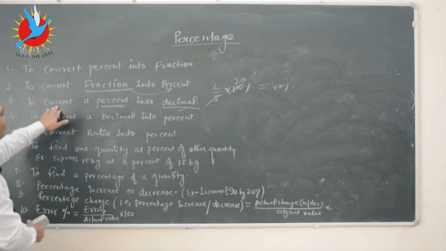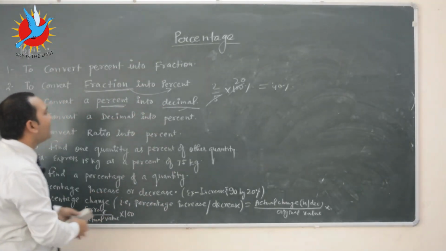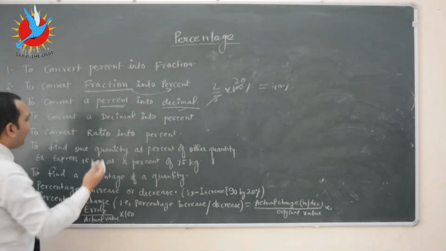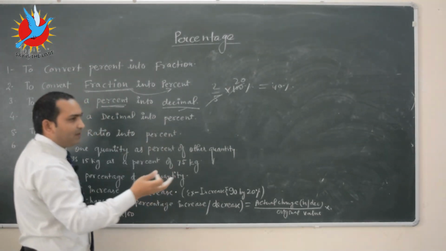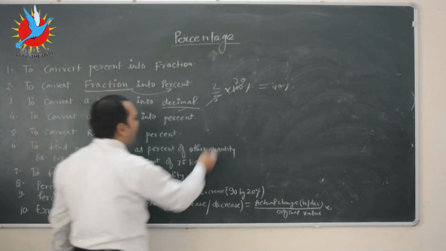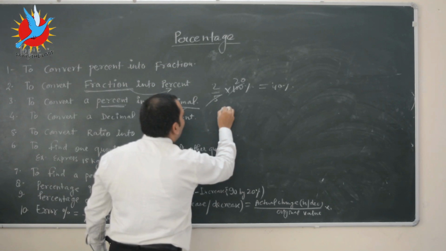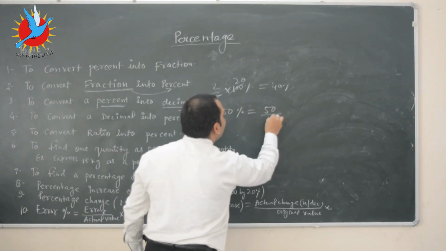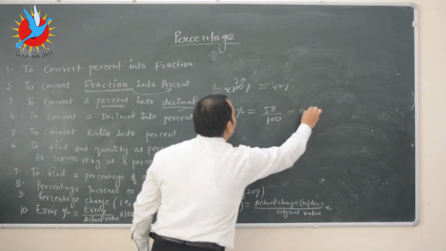Similarly, third one also, percent into decimal form. So when we convert any percent into a fraction, it will be a decimal fraction, and we convert into decimal form, like 50%. So we can write 50 upon 100, and this will be 0.50.